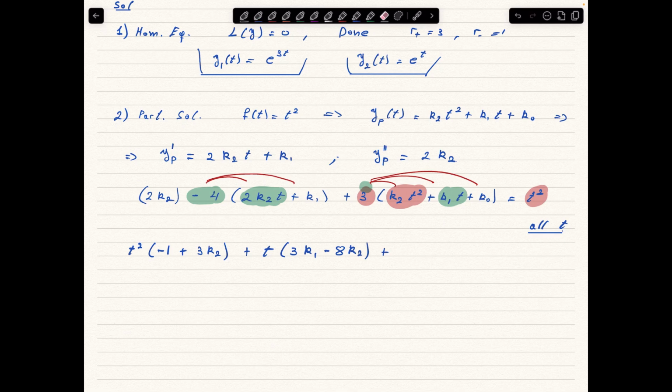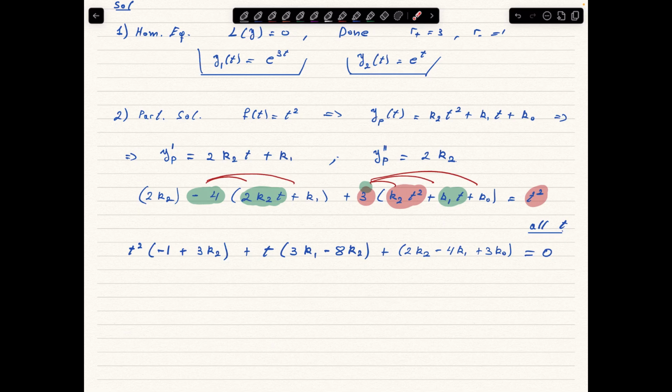All the rest is the term on the front, which is 2k2. Then minus 4k1. Recall, we need to multiply here. And then the last term is going to be plus 3k0. All that has to be equal 0 now, because recall, this term, we put it on the other side right here.